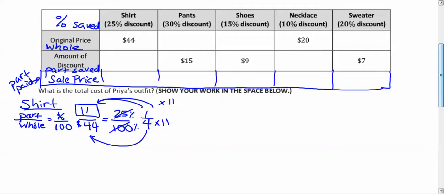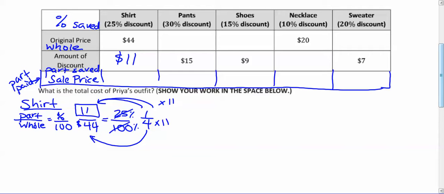So is that the amount you're paying or the amount you're saving? Saving, right? So that's just the discount amount. So we have one more step to figure out how much we're actually going to pay for the sweater. Or I'm sorry, the shirt. What do we need to do to figure that out, Tucker? Subtract the amount saved from the original price.